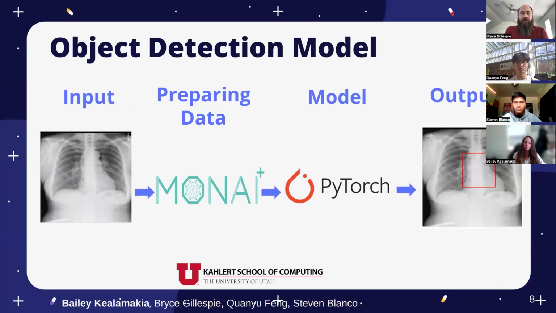And then for our machine learning model, we basically start with an input of an X-ray image, and then we go through a pipeline of preparing the data using MONAI, which is an image processing tool. And then we send that to our model, which we built in PyTorch. And then the output, the result is an image with a bounding box around where the detected lung cancer region might be.